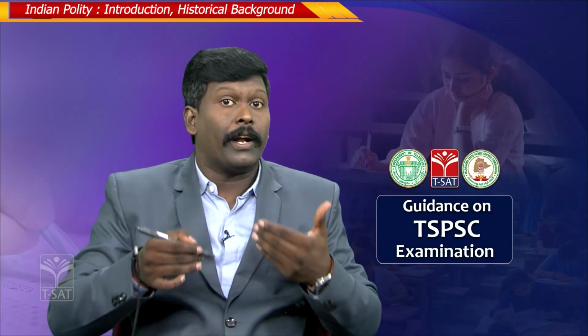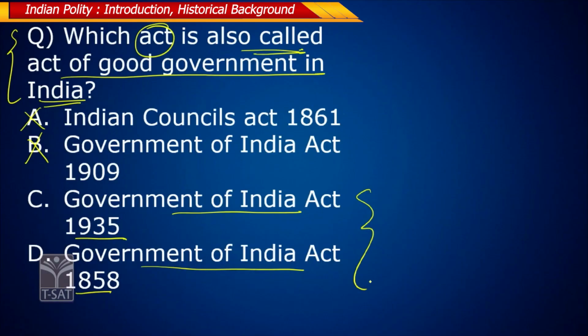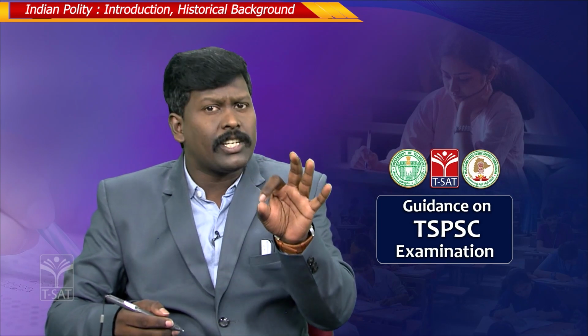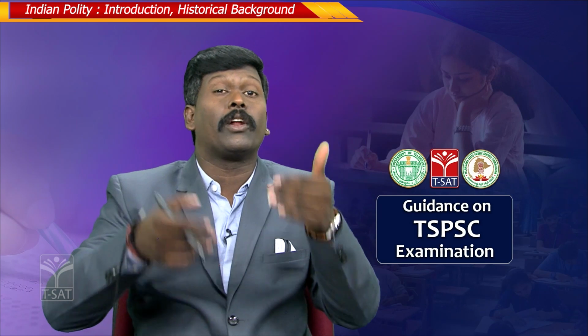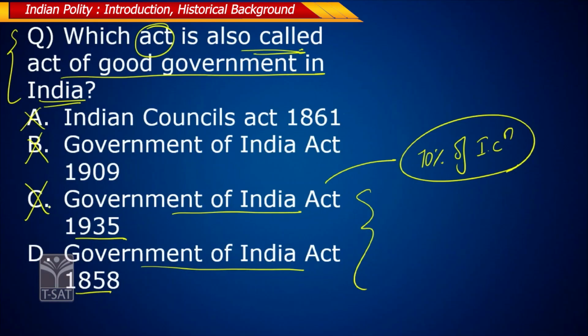Meaning, from a student perspective, you might feel two options are correct because of their importance. The Government of India Act 1935 is very important because 70% of the Indian Constitution is directly taken from it. And it is an act made after thorough consultation of all stakeholders, like Indians. But this is not the correct answer. The answer is the Government of India Act 1858.